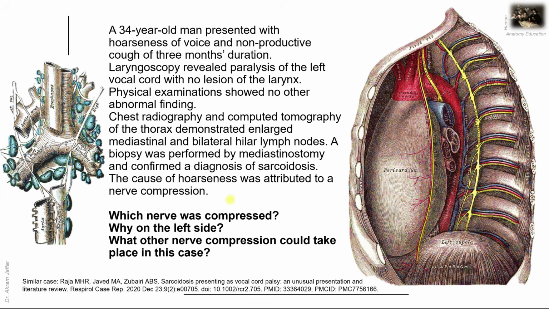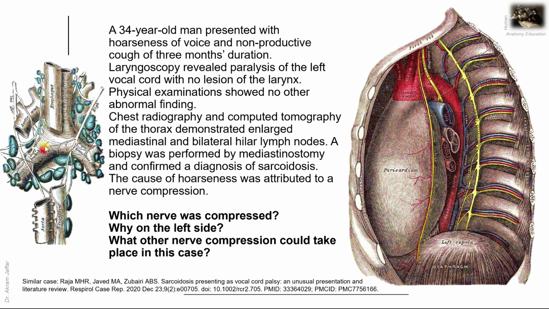What other nerve compression could take place in this case? We can see that there is another nerve which is related to the hilum of the lung. In fact, the vagus nerve passes behind the hilum of the lung, but in front of the hilum of the lung, we have another nerve also descending down from the neck, and this could happen on either side of the body. This is the phrenic nerve, which has the root value of C3, 4, and 5, mainly C4. It is the motor supply of the diaphragm and might also get compressed when hilar lymph nodes are enlarged because of its close proximity to these lymph nodes.